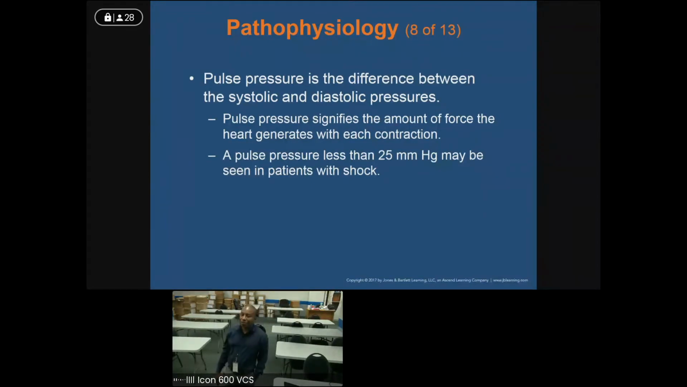So anytime it's less than 25 millimeters of mercury, we can see the patients in shock. So anytime you take someone's blood pressure, get into the practice of measuring the pulse pressure. Anytime it's less than 25 millimeters of mercury, we know the patient's in shock. Right? So practice that, practice measuring the pulse pressure. Get the blood pressure, subtract the diastolic from the systolic. Right?